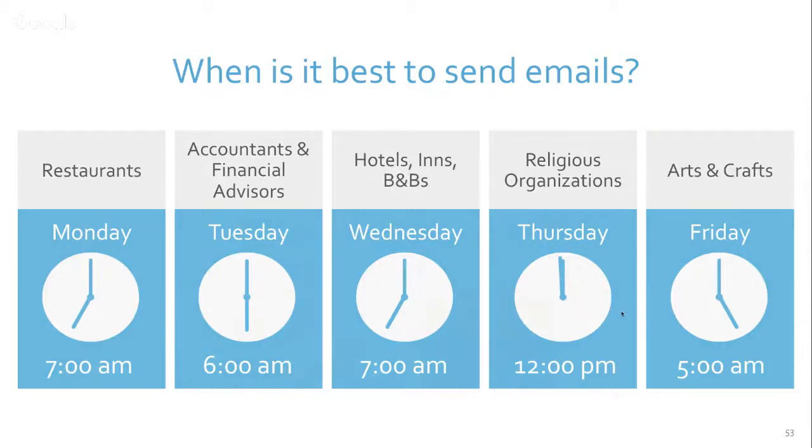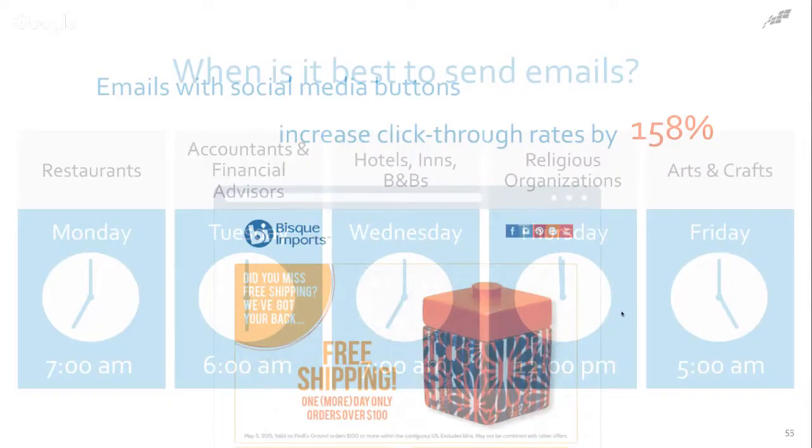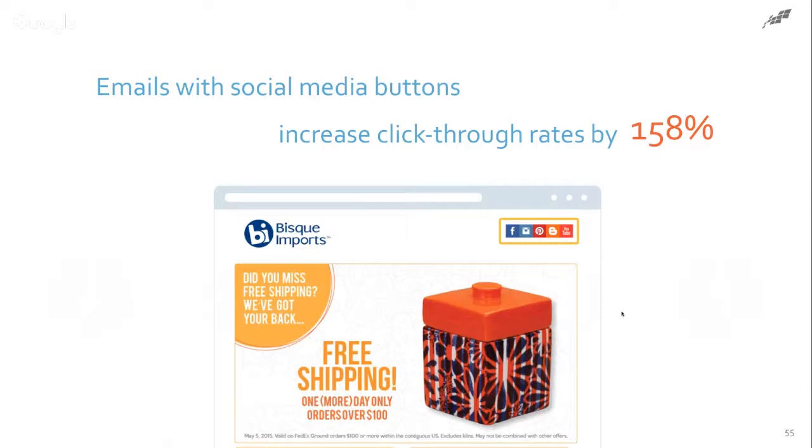And then remember that emails with social media buttons increase click-through rates by 158%. So right here in the upper right-hand corner, we have those magical little buttons that show all of the clients of Bisque Imports that this company is on Facebook. They're on Instagram, Pinterest, Blogger, and YouTube. So having those magical little buttons, for some reason, increases click-through rates by 158%. The some reason in that is that it's social proof.